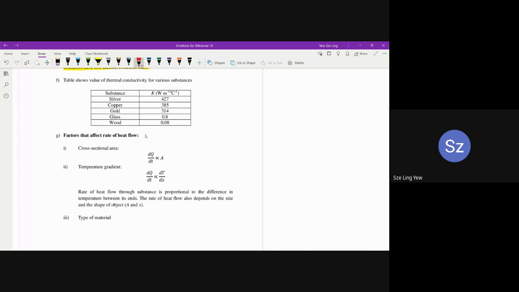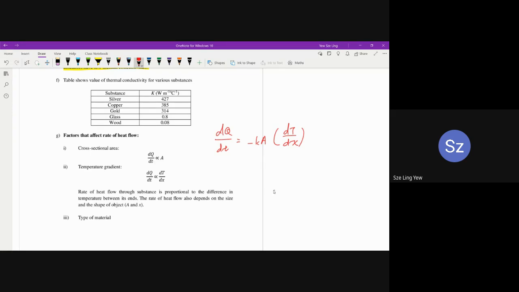Factors that affect the heat flow: if you look at the equation itself, dQ/dt equals negative K A dT/dx, you can already tell what factors affect the rate of heat flow. The first thing is A. dQ/dt is directly proportional to A. If the object has a larger cross-sectional area, not the whole surface area, just the cross-sectional area.